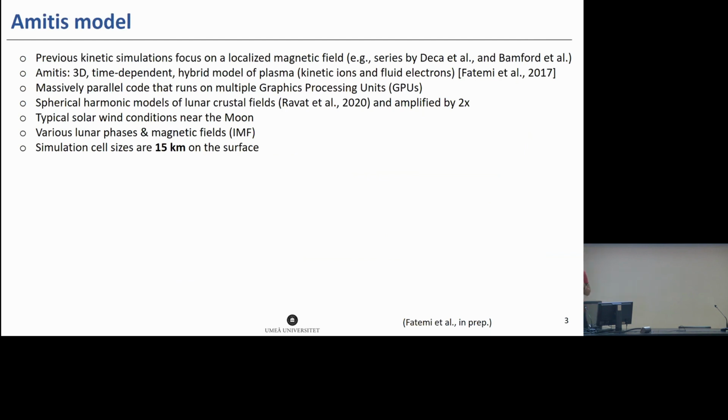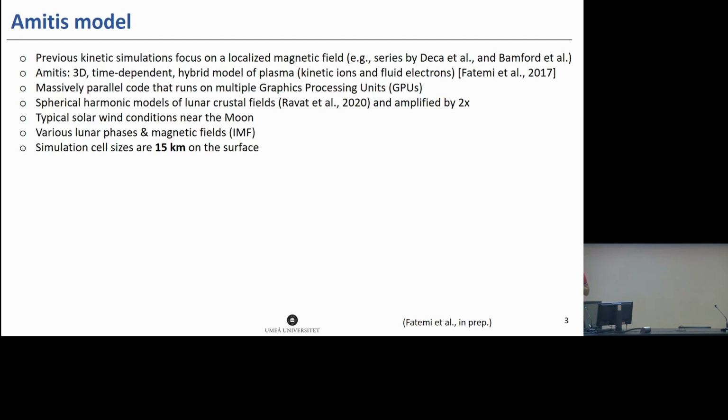So previous kinetic simulations have focused on localized magnetic fields. For example, a series by Deca et al. and Bamford et al. They have looked at either a single dipole interaction or a very localized magnetic field on the surface of the moon.